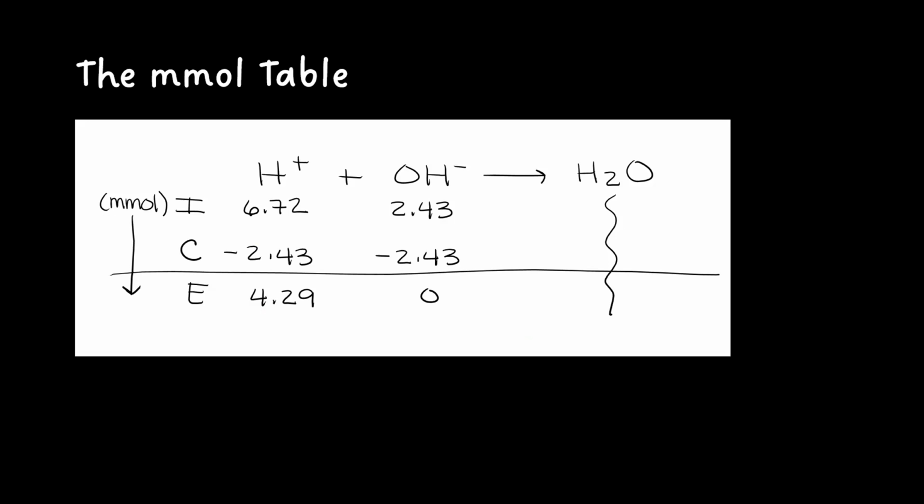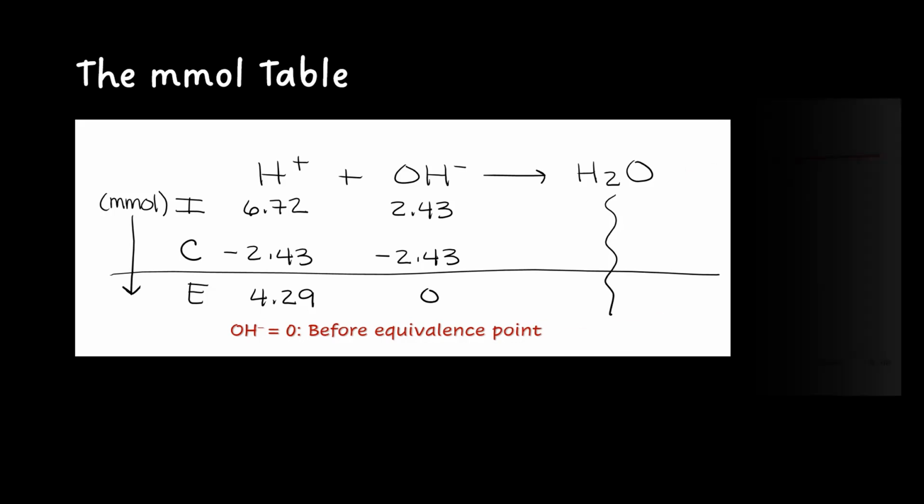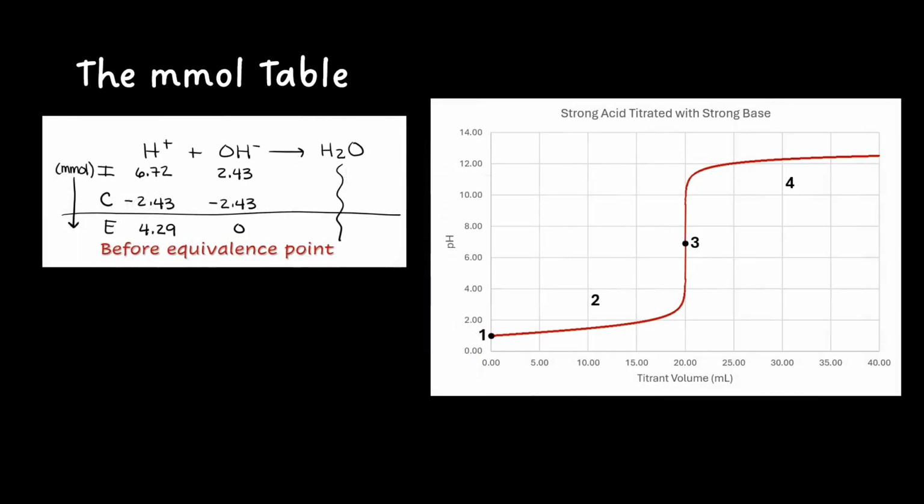In our next example, we see that the hydroxide goes to 0, which means that all that was added was used up. When the titrant is at 0 and the acid is greater than 0, we are before the equivalence point. There's still some H+ remaining even after this reaction. This tells us that the reaction is not complete because some of the H+ didn't react.